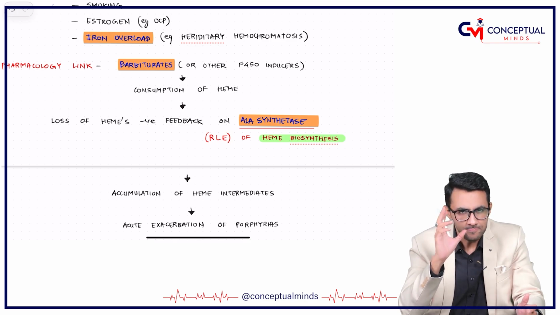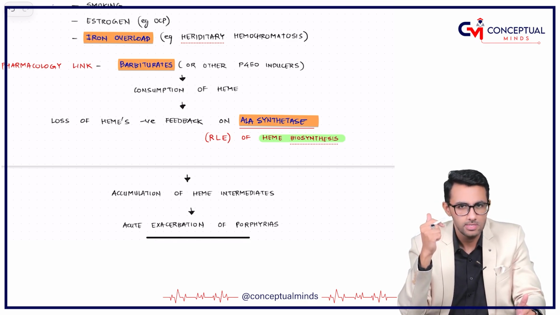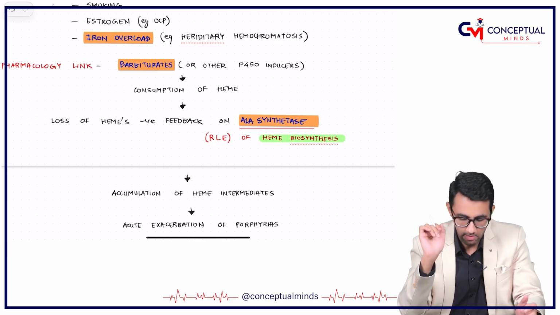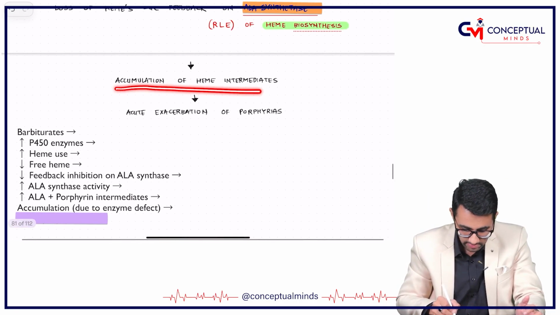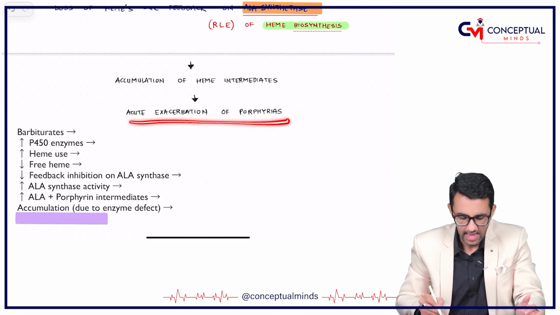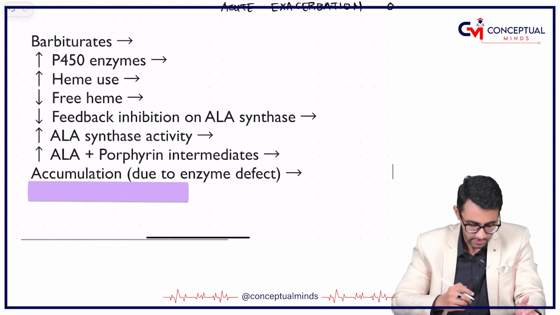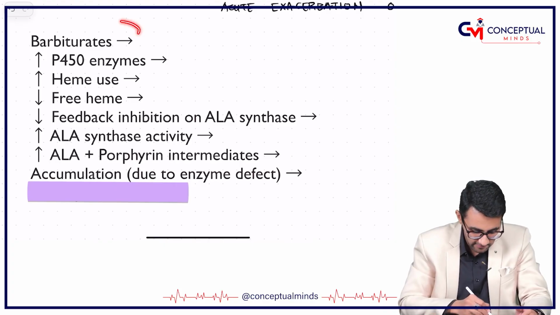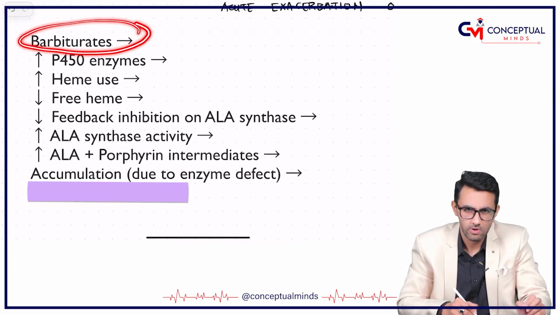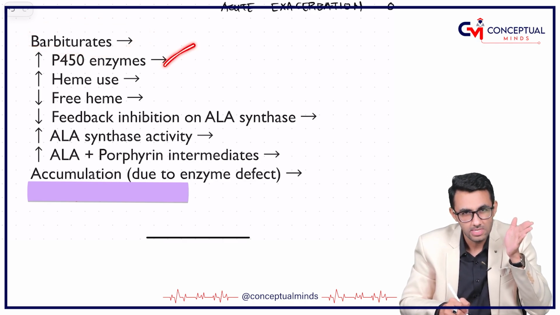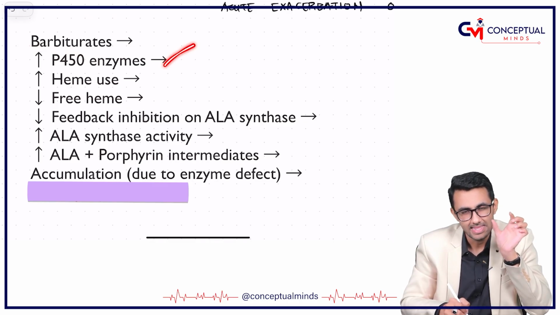I will go over this topic two more times so that everything is very clear in your mind, with no confusion on any point. Because of that, there would be accumulation of heme intermediates, and we would have exacerbations of porphyrias. Once again, I'll tell you the whole thing. If we give barbiturates, they increase the P450 enzyme, and in this P450 enzyme there is a part where heme is used.